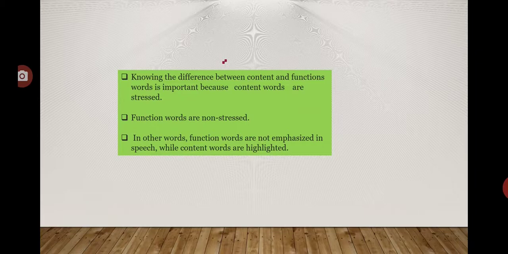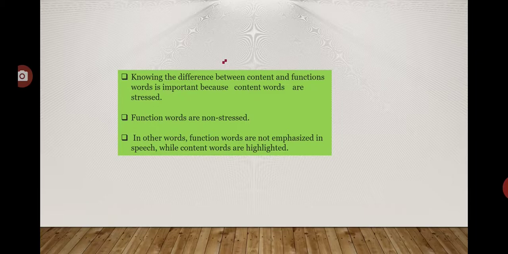What are the important points? Knowing the difference between content and function words is important, because content words are stressed. Okay, we don't underestimate these two, because both are very important in our communication, our day-to-day life. Content words are always stressed, function words are non-stressed. In other words, function words are not emphasized in speech, while content words are always highlighted. You know that difference. Function words are a minimized thing, like prepositions, auxiliaries, it is enough.